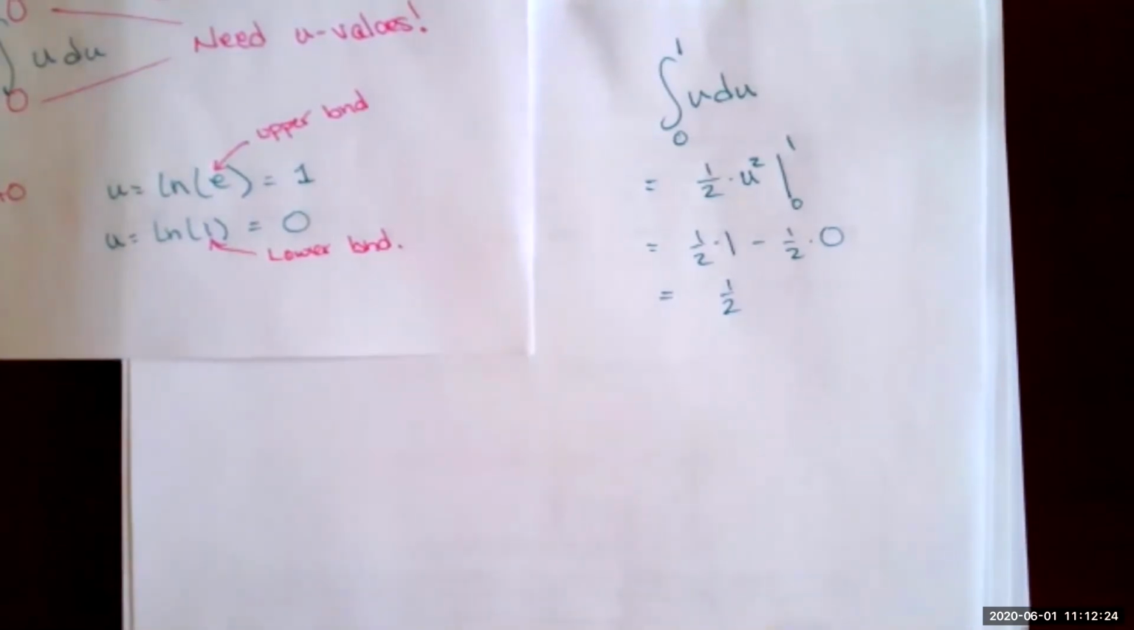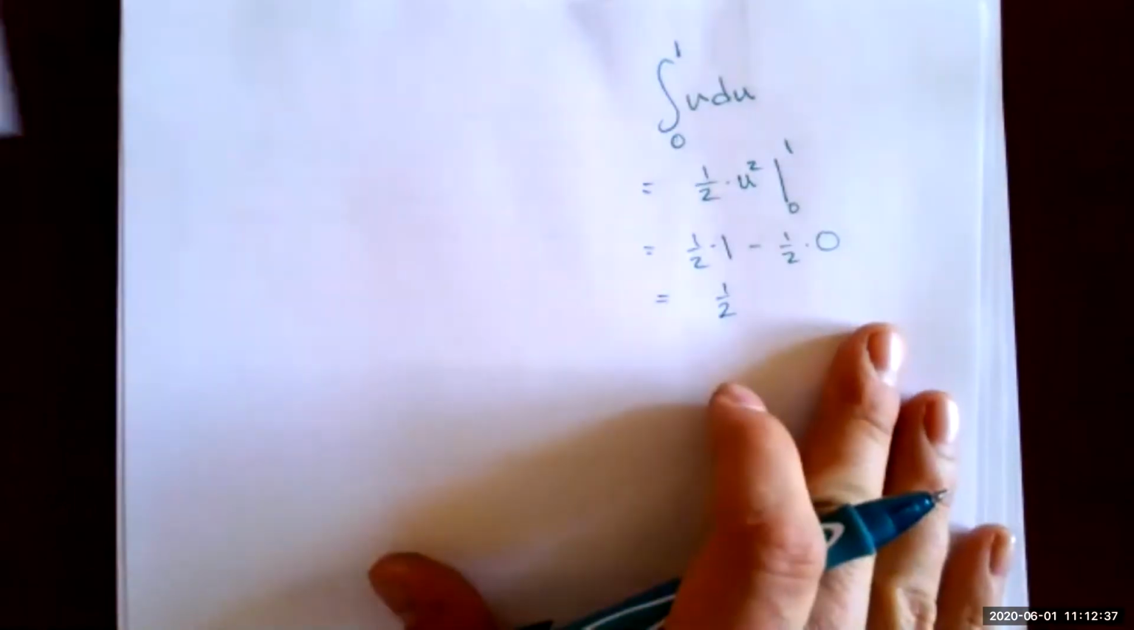So that's how you deal with definite integrals. Not much more to that. You just have to have an extra step of remembering, hey, I need to change my bounds. And actually, you know what? You don't even need to do that if you don't want to. So let's do the other method.